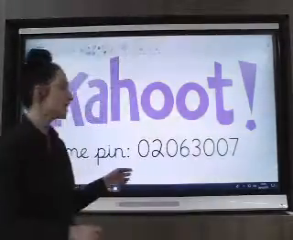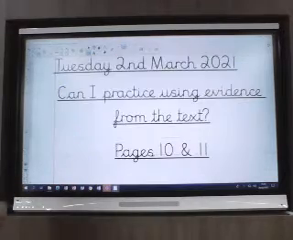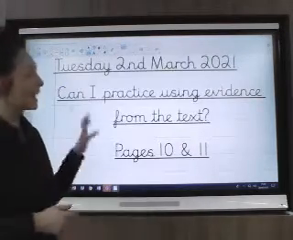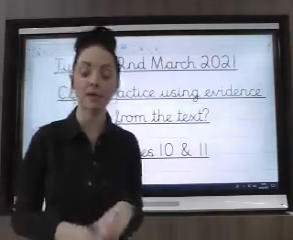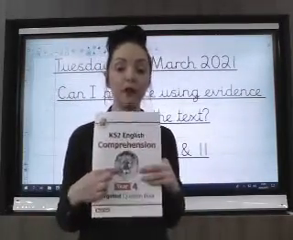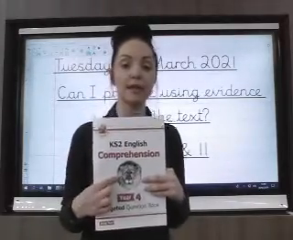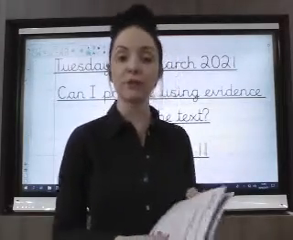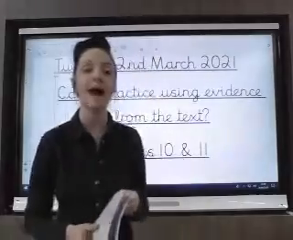Okay, your work for today then, we are practicing using evidence from the text. So we're doing a reading today again. So if you've got the book with the lion on the front, you're going to need this one today. If you've got the one with the submarine on the front, I'll be going over yours afterwards.